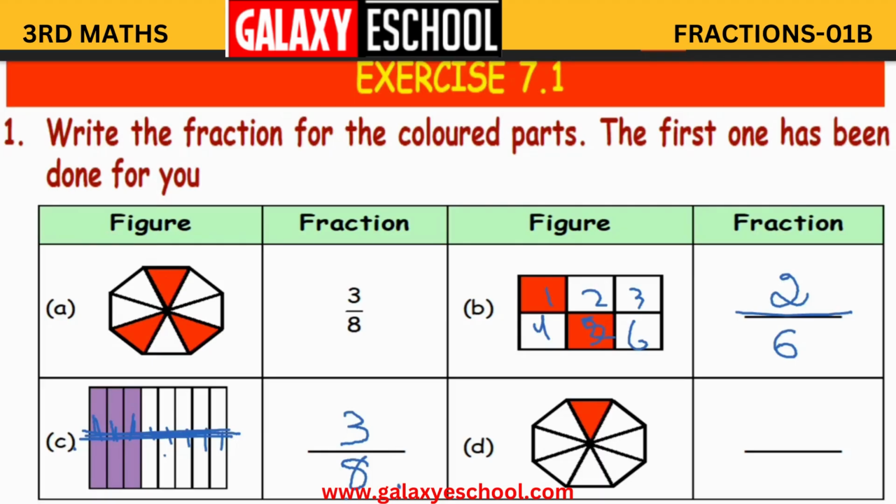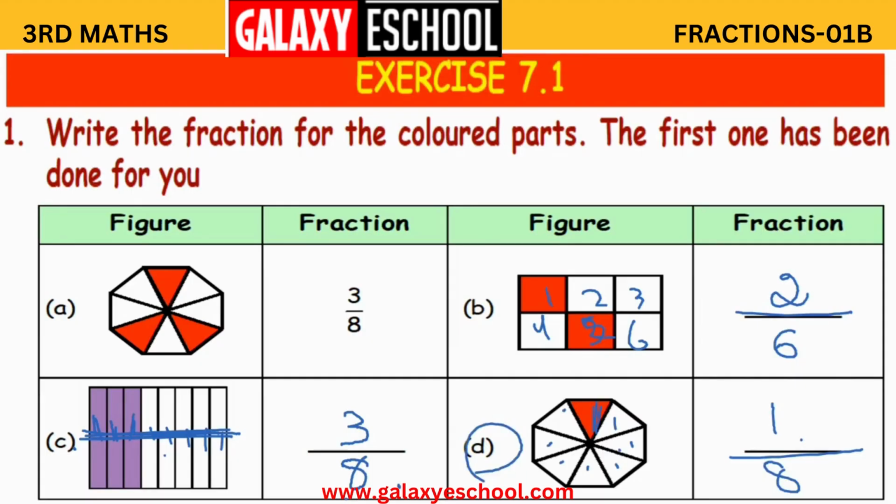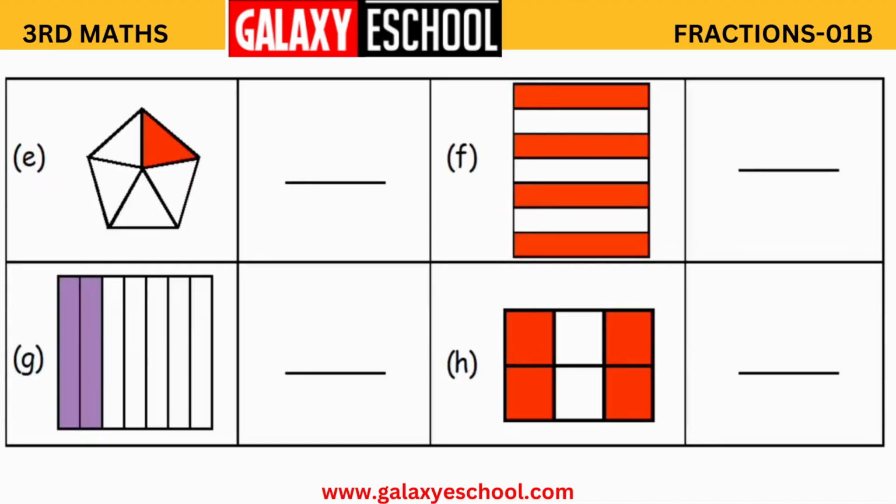Coming to question D, how many colored parts do we have? Only 1 divided by the total number of parts. 1, 2, 3, 4, 5, 6, 7, 8. So 1 by 8 becomes our fraction for colored part here. Understood children? How to write the fraction for colored parts. Now E, F, G and H are for your homework. Try writing the colored parts.